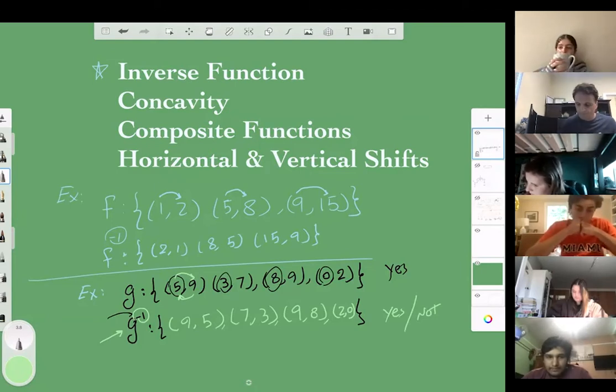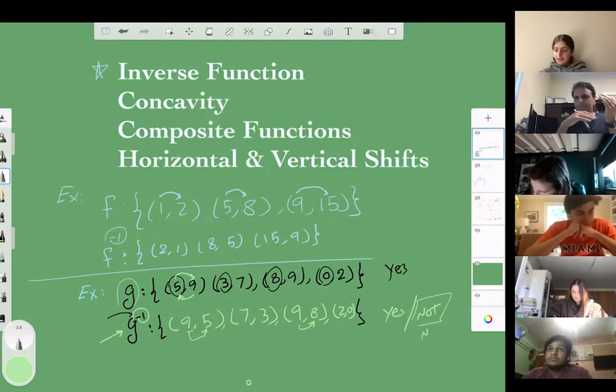Not a function. Why? Because 9 went to 5 and 9 went to 8. So this is not a function. So if we have a function, it's not necessary that the inverse of that will be a function. For the first example, it was a function and the inverse was a function as well. But the second one, the inverse was not a function.